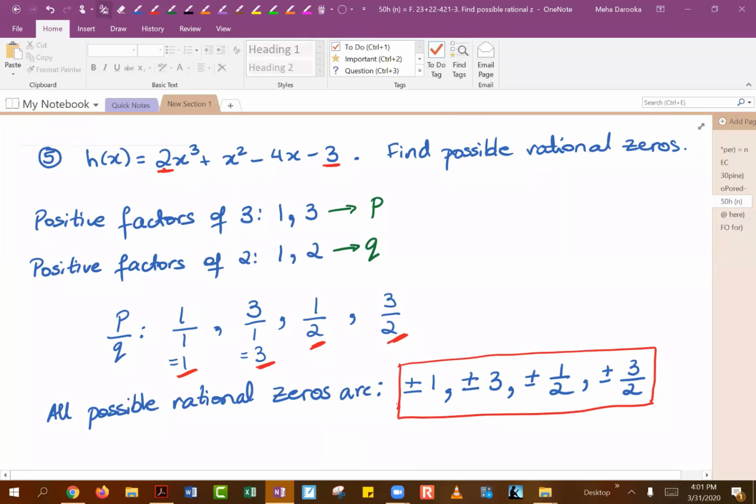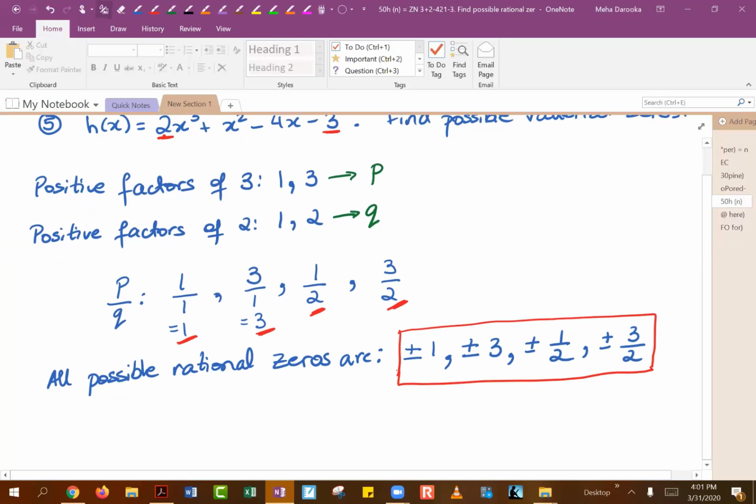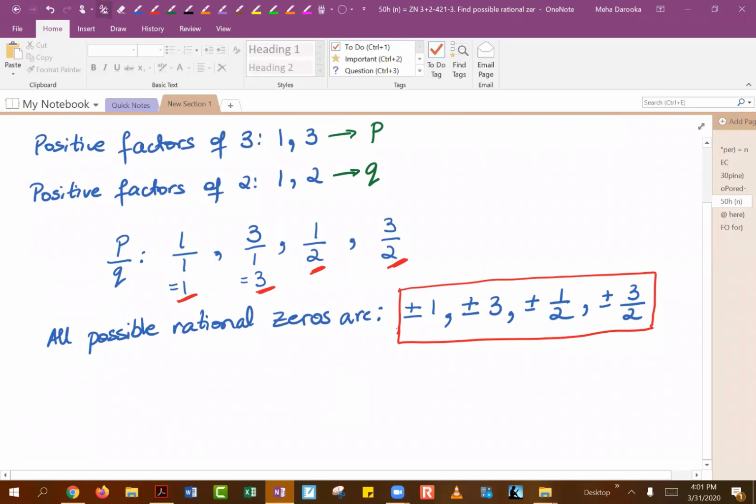So what we are saying for this polynomial function here, 2x cubed plus x squared minus 4x minus 3, is that out of these 8 possible solutions, any one of them could be a 0 for this polynomial function. And you know what? Sometimes, and you will see this as we move forward, only one of them may be a solution, or sometimes not even a single one of them could be a solution. So it's a pretty interesting thing when you think about how these work out.